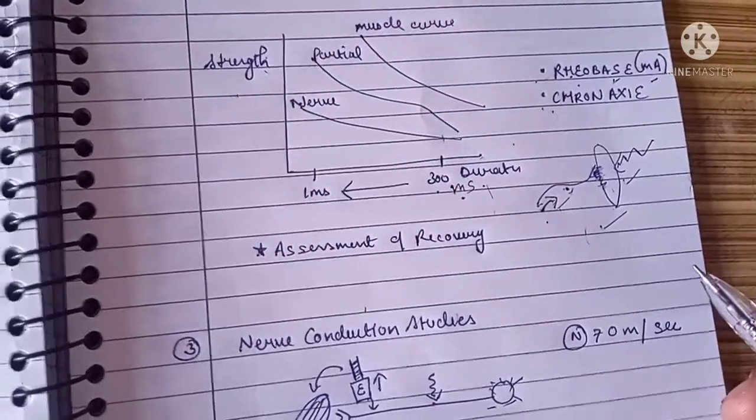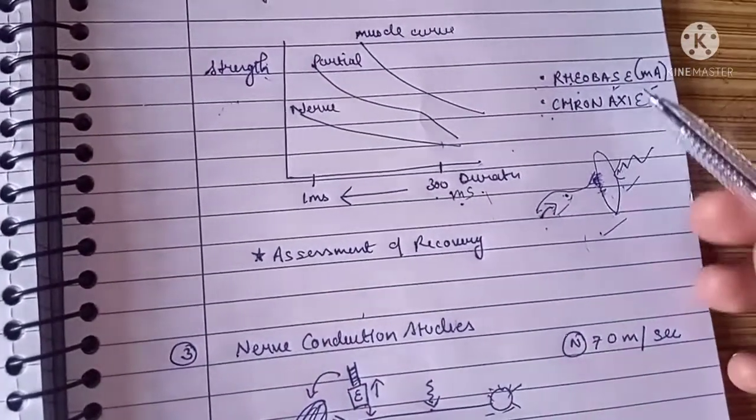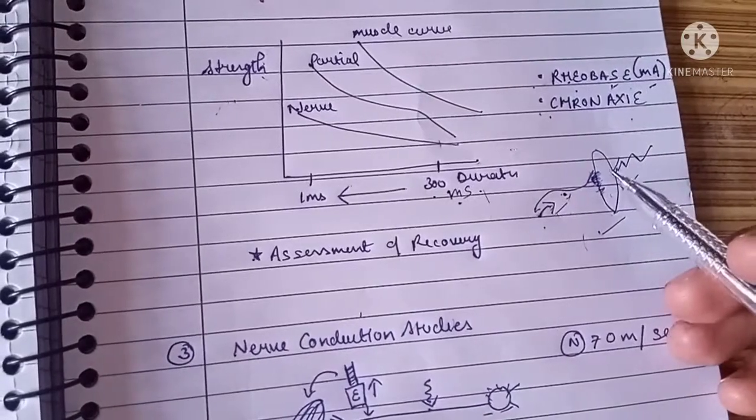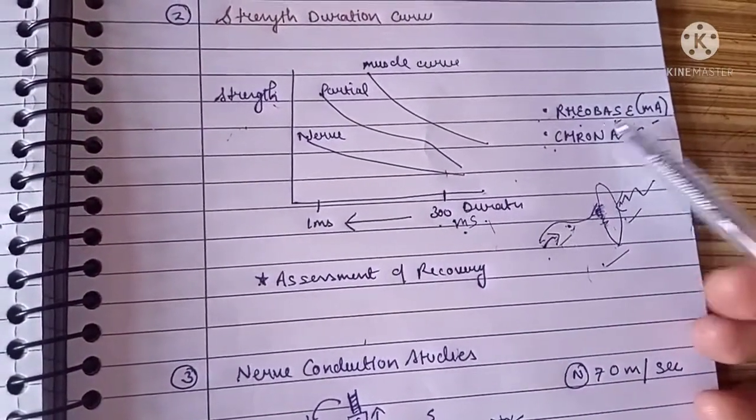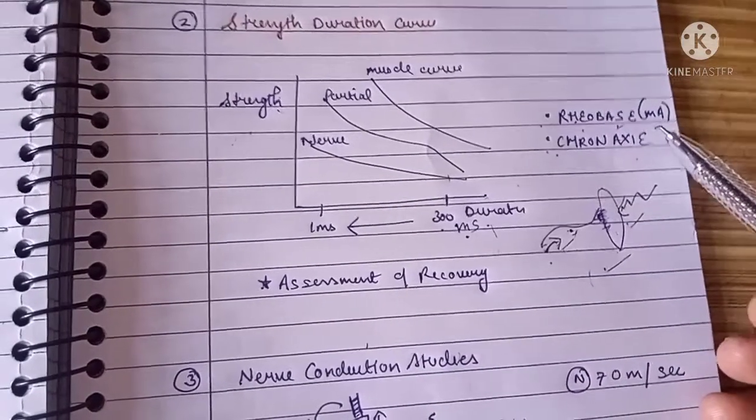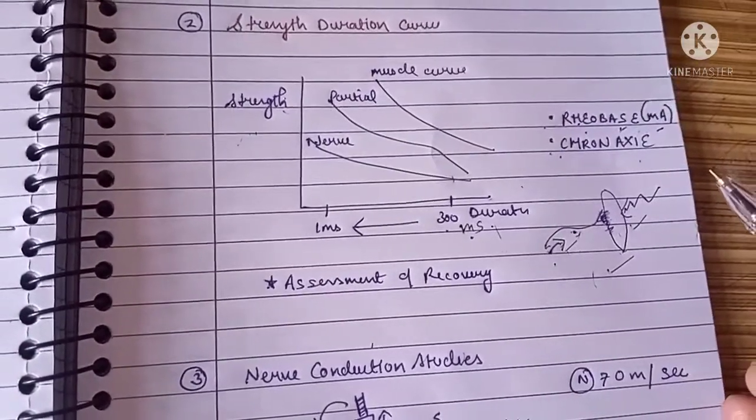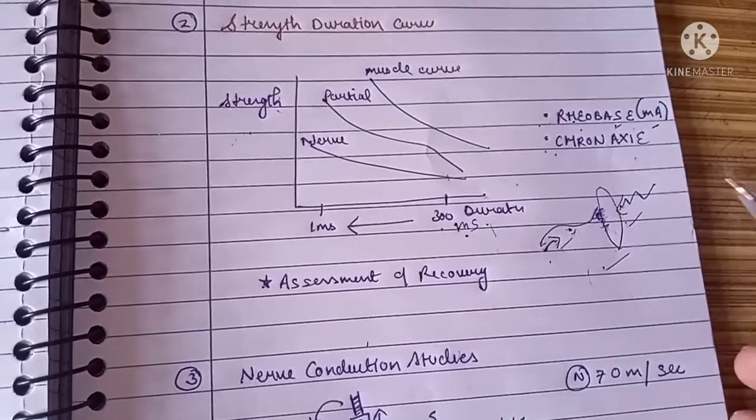So these were the two concepts, the nerve stimulating muscle or the muscle directly being stimulated, and the amount of millivolts required. The two more things we need to know are Rho-base and chronaxy, the terms used in the strength duration curve. So Rho-base is the amount of current in milliamperes, that is the minimum amount of current that is required to have a muscle contraction.